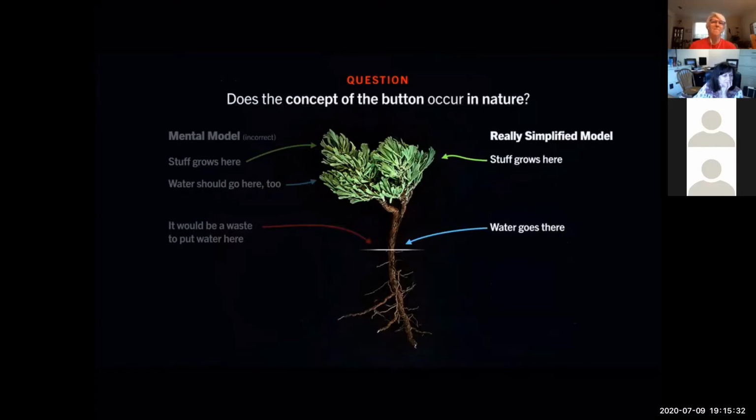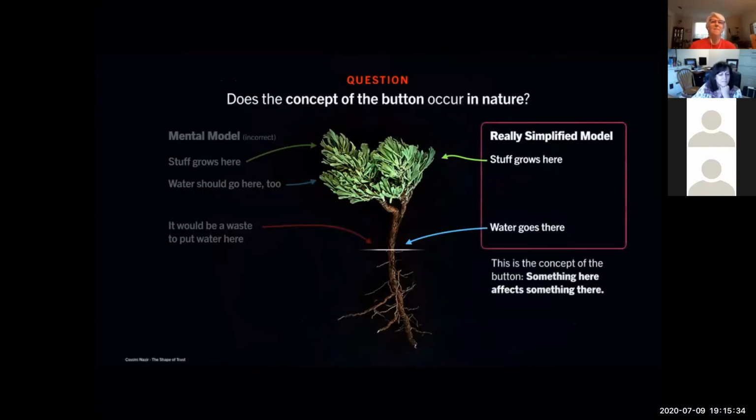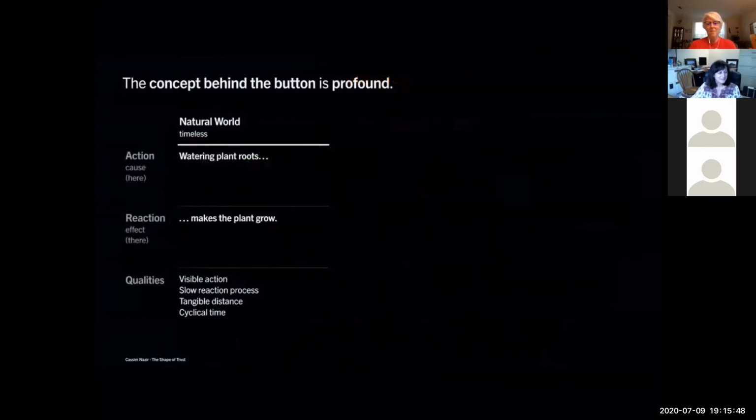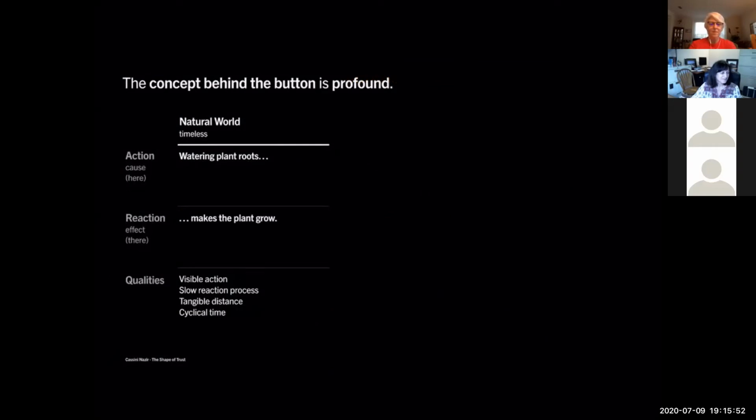And this is the concept of the button. Something physically distanced from something else affects something else. Now that's super simple, I know, but let's unpack that. An action here of watering the plant roots has a reaction there, which makes the top of the plant grow. And that could be the fruit, that could be the leaves, what have you.